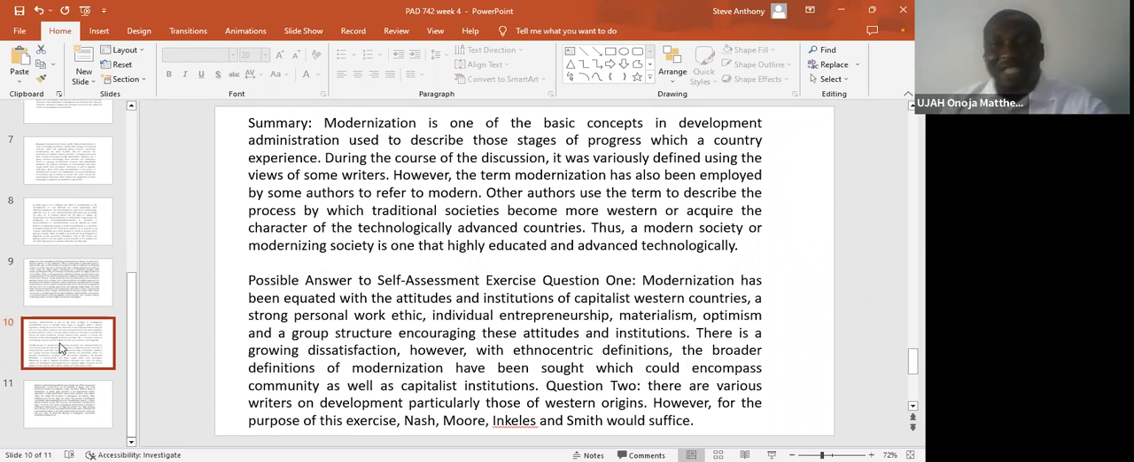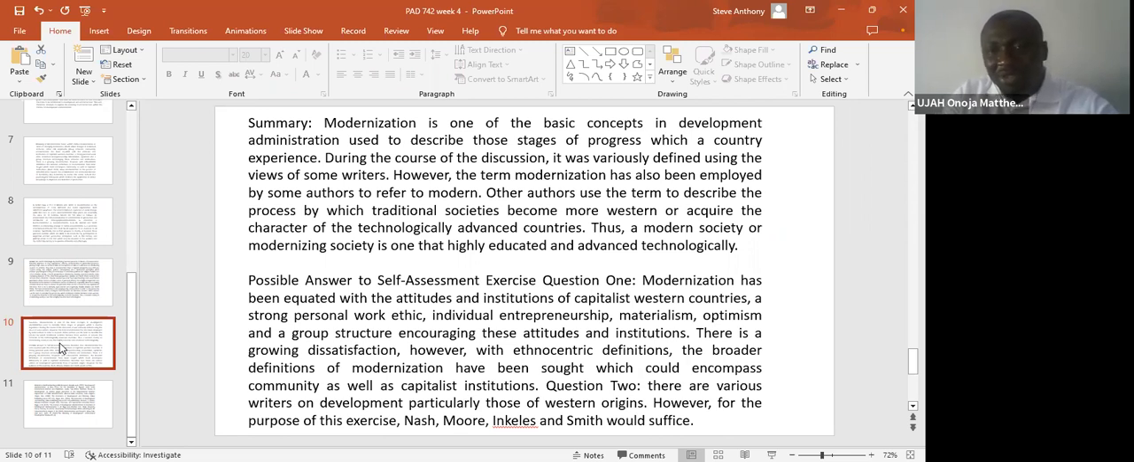So having said that, there are some self-assessment questions and answers that have been provided, and we said that modernization has been equated with attitudes and institutions of capitalist Western countries, a strong personal work ethic, individual entrepreneurship, materialism, optimism, and a group structure encouraging these attitudes and institutions. There is a growing dissatisfaction, however, with ethnocentrism. Broader definitions of modernization have been sought, which could encompass community as well as capitalist institutions.